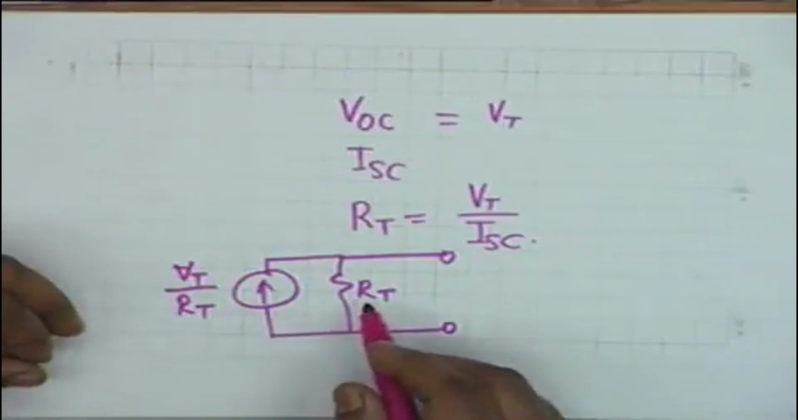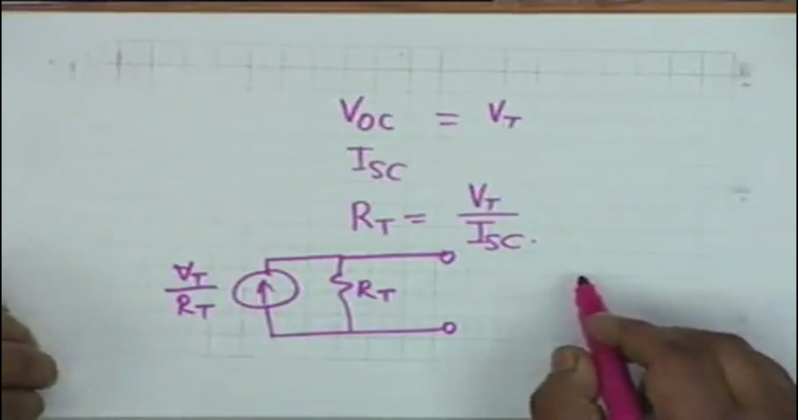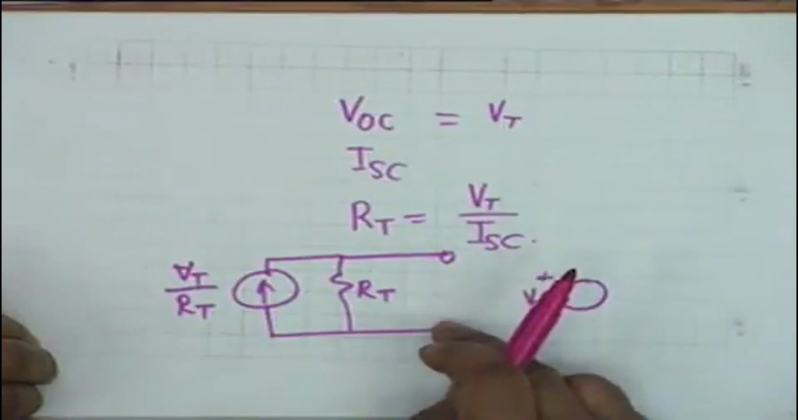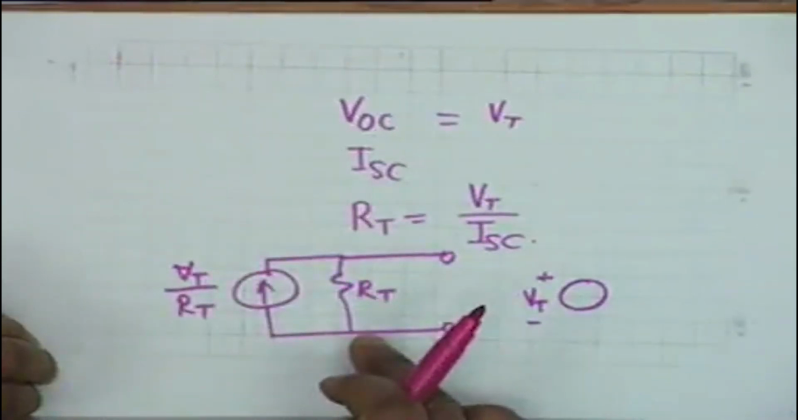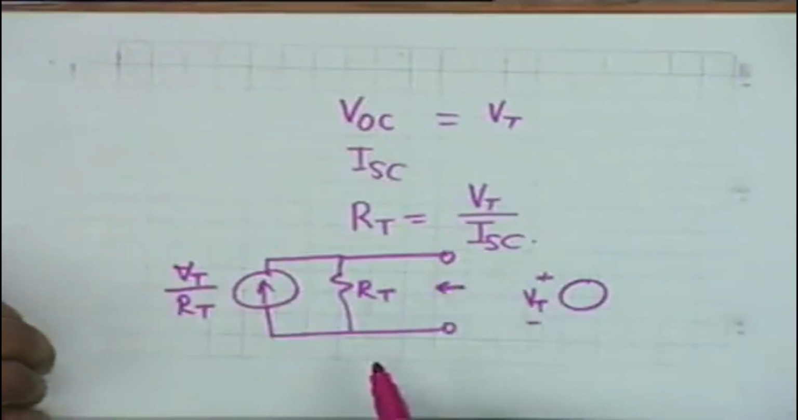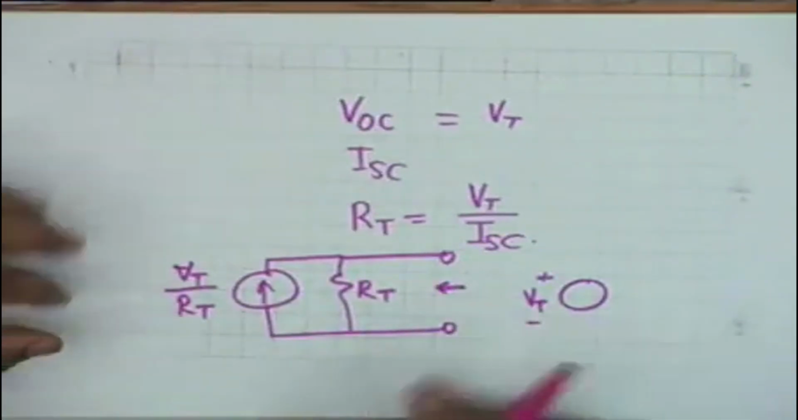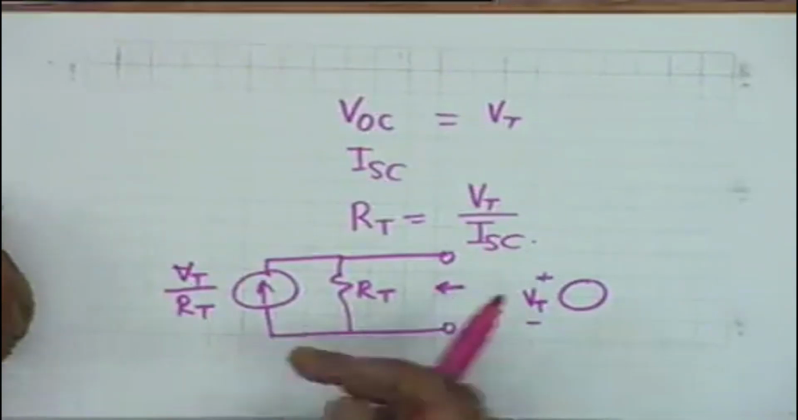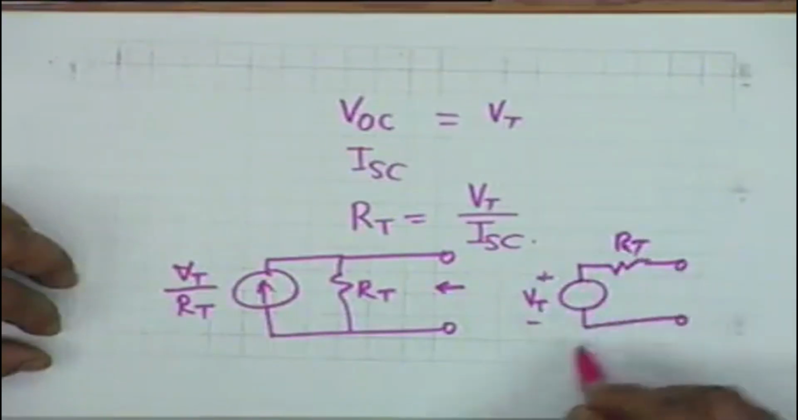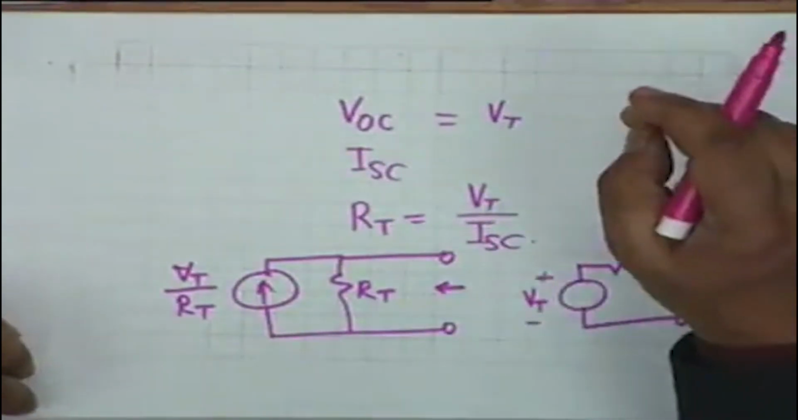We have a current source in parallel with a resistance. What is the open circuit voltage? Simply VT. If this is kept open circuit, then this current flows through RT. So VT by RT multiplied by RT is VT. And if you measure the resistance looking in this direction after killing the source, only the source, it's simply RT. So Norton's theorem is simply another way of looking at the Thevenin equivalent. What was considered as a voltage source by Thevenin is now being converted to a current source.